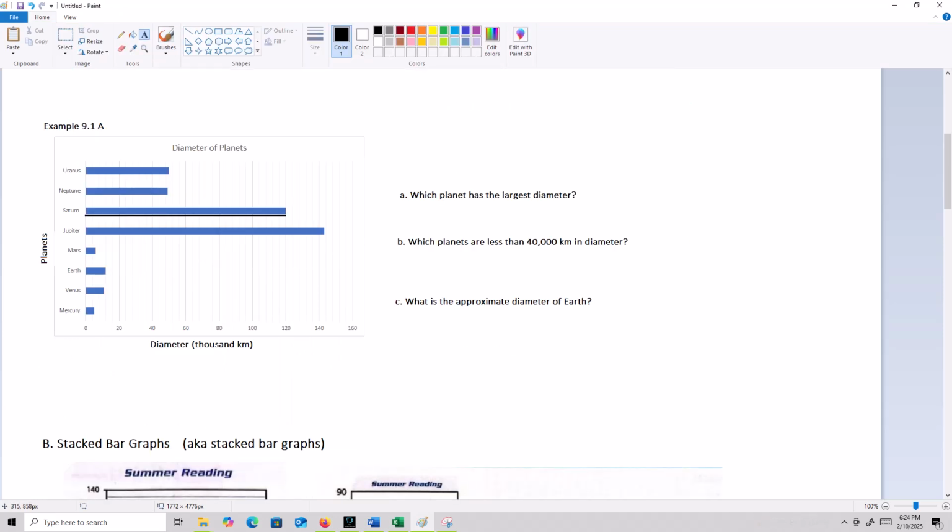Example 9.1a asks you to examine this bar graph and ask the question, which planet has the largest diameter? So bar graphs are great for just looking at the data and being able to quickly compare. Obviously, Jupiter is the largest.